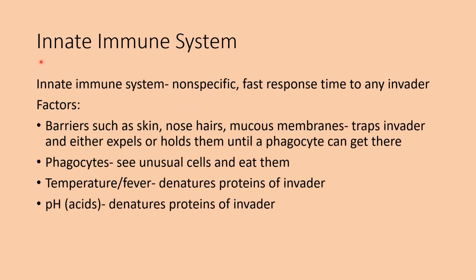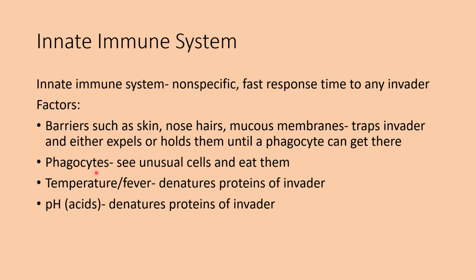There are two main divisions of the immune system. The first is called the innate immune system. These are just things that either completely keep pathogens outside of your body or act really fast in the same way towards any invader that does get in. So these factors are things like barriers: your skin, nose, hair, and mucous membranes. They will either just completely keep the invader out, or if they do get in, it'll trap them until a certain type of phagocyte can get there and just destroy it before it can get up into any infectious business.